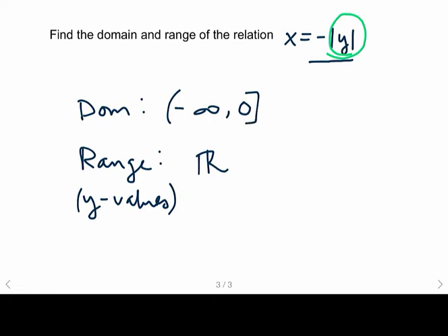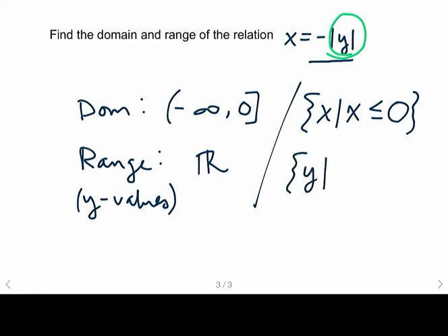Or if you wanted to, we can give this in set notation. Now the domain is going to be the set of x such that x is less than or equal to 0, and the range being y values is going to be the set of y such that y is an element of the real numbers, which doesn't seem to be too much better than just using the words.